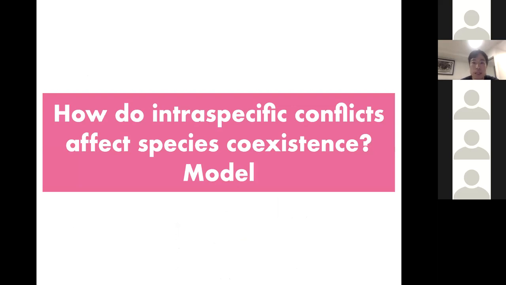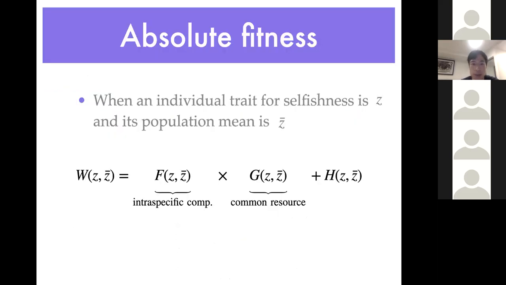We made a model for understanding this, and we tried to define individual fitness based on intraspecific competition for a common resource. So here, W is the absolute fitness of an individual with a trait Z, and this defines the selfishness of the individual. And W is determined by the product of F and G. G is a common resource, and F is the strength of intraspecific competition. So individuals can increase the strength of intraspecific competition by increasing Z, but that can result in a reduced contribution to the common resource. And so G can be reduced by that selfishness.